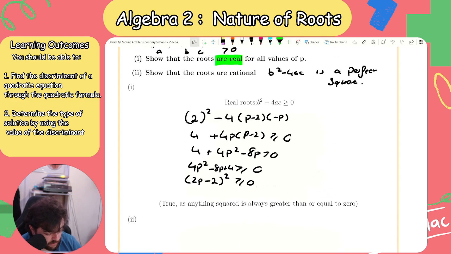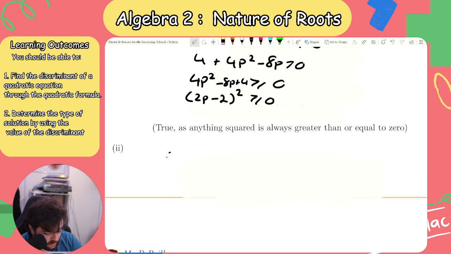Then, show that the roots are rational. Well, since 2p minus 2 squared is a perfect square, i.e. it's written as something squared.